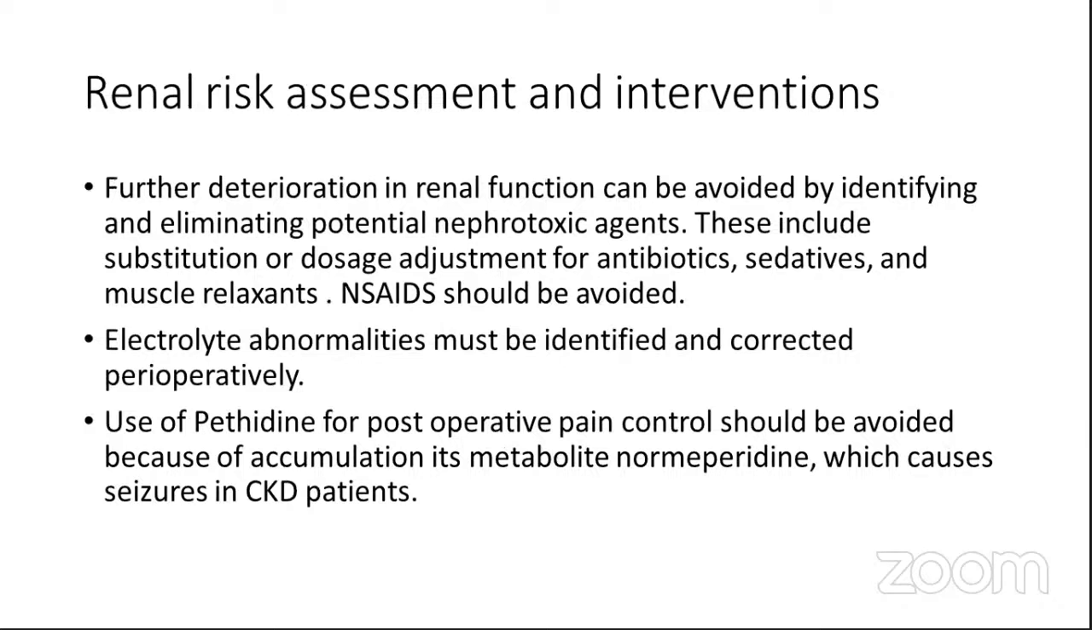Renal risk assessment and interventions. Further deterioration in renal function can be avoided by identifying and eliminating potential nephrotoxic agents. These include substitution or dosage adjustment for antibiotics, sedatives, and muscle relaxants. NSAIDs should be avoided. Electrolyte abnormalities must be identified and corrected perioperatively. Use of pethidine for postoperative pain control should be avoided because of accumulation of its metabolite norpethidine, which causes seizures in CKD patients.